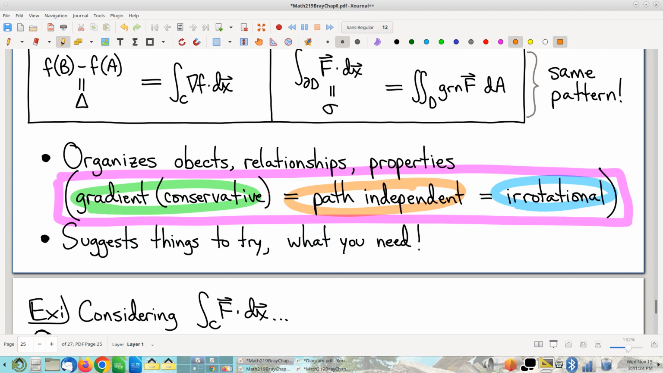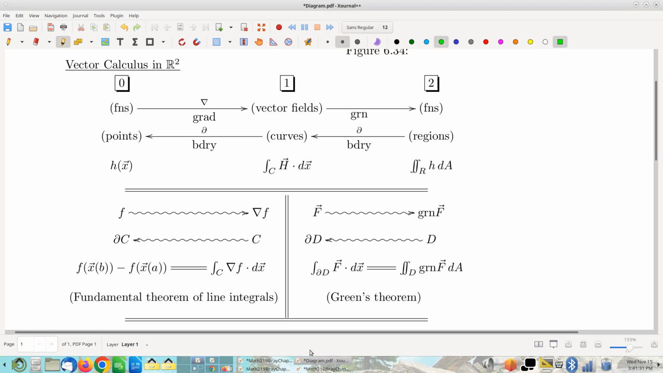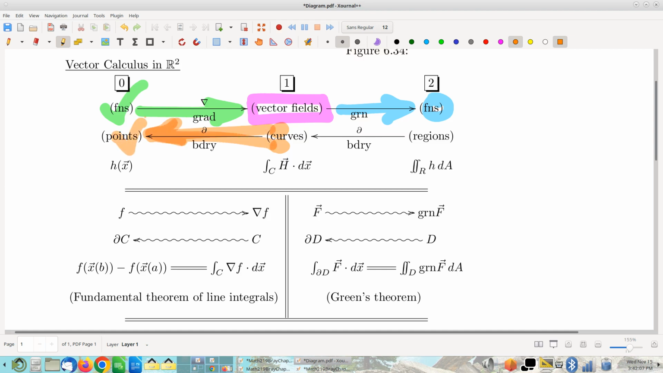And so I like to draw a picture of what these properties look like on our diagram. There's a nice little pattern that emerges. Now, these special vector fields live here. Again, they are the ones that are gradients of something. They are the ones that are irrotational, namely for which Green's operator is zero. They are the ones that are path independent. Now, here's how I represent path independence on this diagram. This is just what makes sense to me. But path independence means that if you have two different curves whose boundary points are the same, then you always get the same value for the vector line integral.